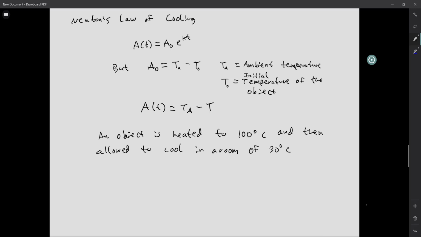Now, what actually happens in real life is if you put a hot object in a room, then the room will actually start to feel warmer. But the increase in temperature of the room is usually minuscule compared to the decrease of the temperature of the hot object.